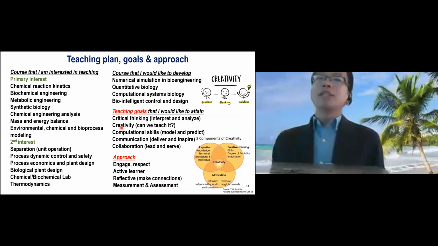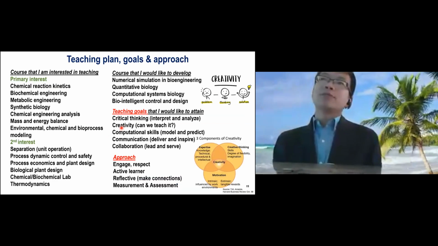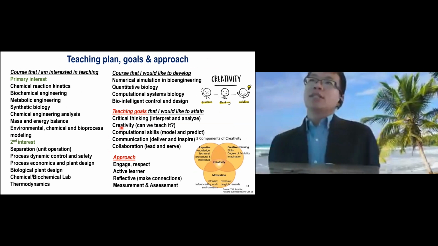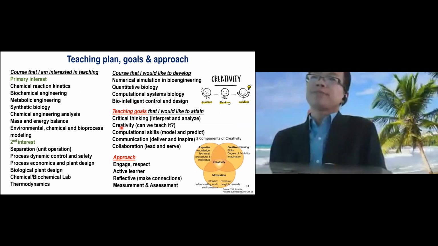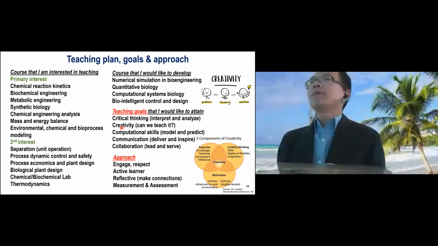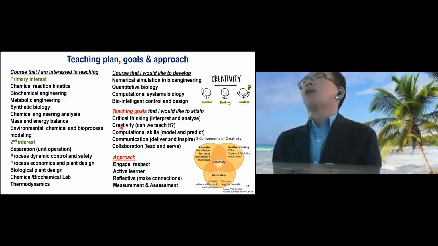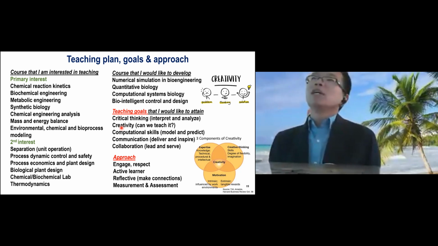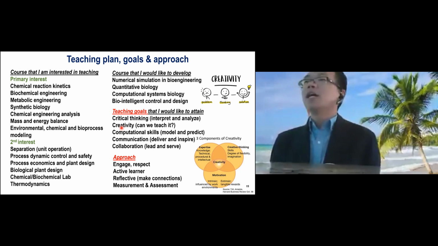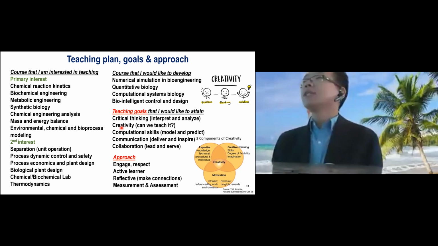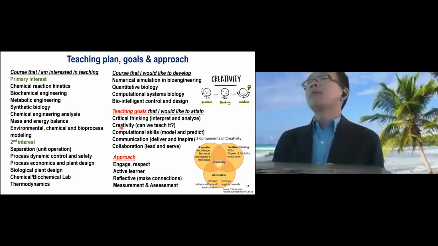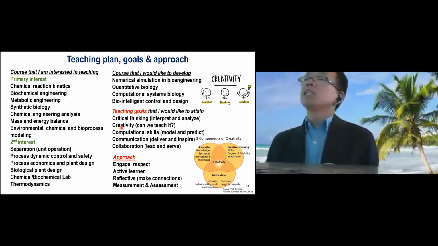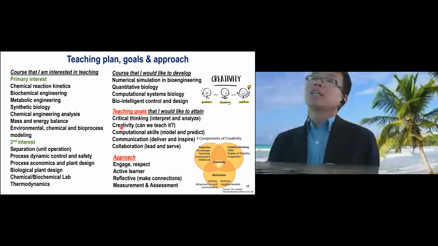So my overall teaching goal: the courses I am interested in teaching include reaction kinetics, chemical engineering, metabolic engineering, synthetic biology, or biomolecular engineering. The course I want to develop includes numerical simulation in bioengineering. I try to introduce both deterministic and stochastic approaches, quantitative biology, computational systems biology, and biointelligent control and design. The teaching goals I would like to attain include wanting my students to be critical thinking, creative, able to acquire computational skills, good at communication, and good at teamwork and collaboration.